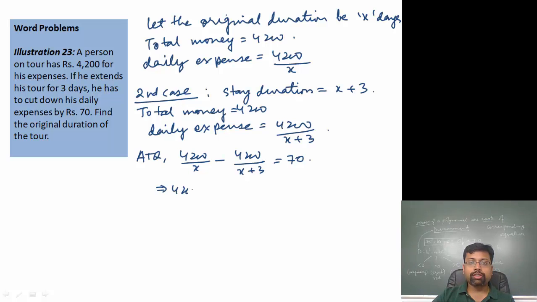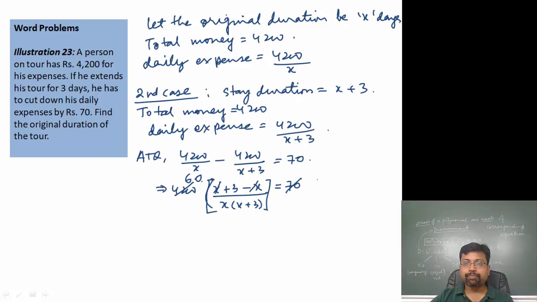So you have 4200 as common. You take the LCM and you'll get x plus 3 minus x, over x into x plus 3, is equal to 70. It gets cancelled and you have 60 over here, and the x gets cancelled. So cross multiply, and you have 180 is equal to x square plus 3x. You take this to the other side. So the standard form equation you'll be getting is x square plus 3x minus 180 is equal to 0.